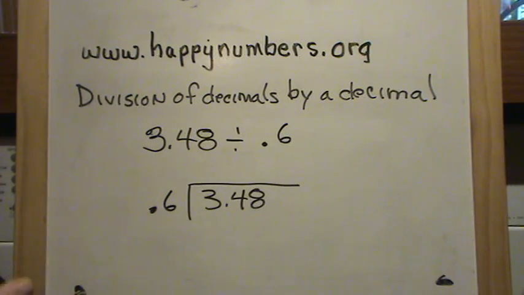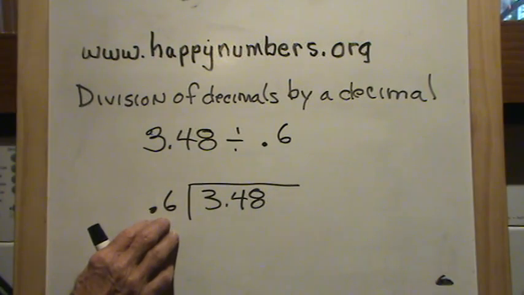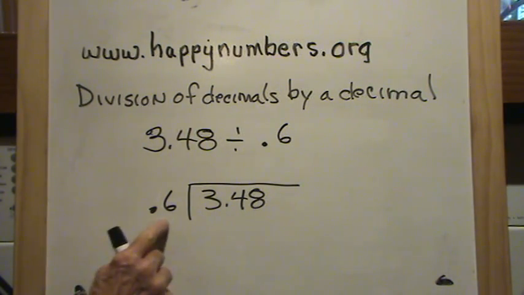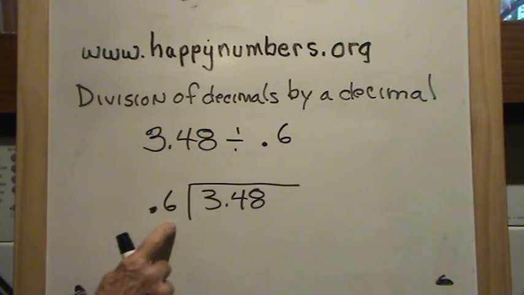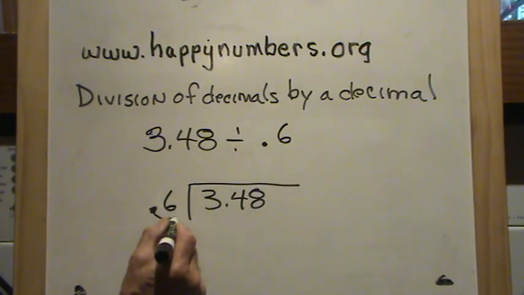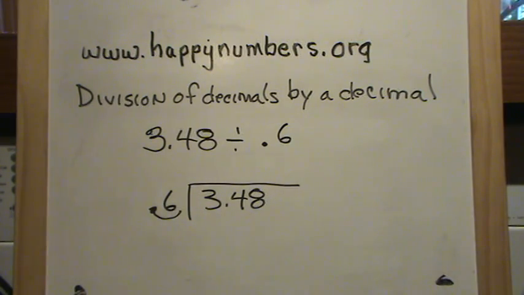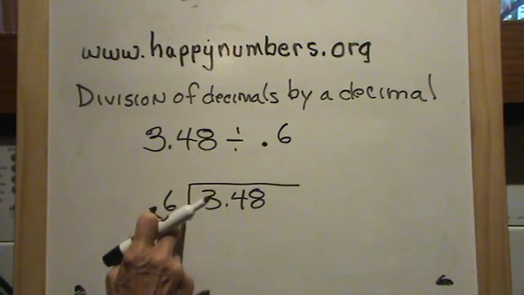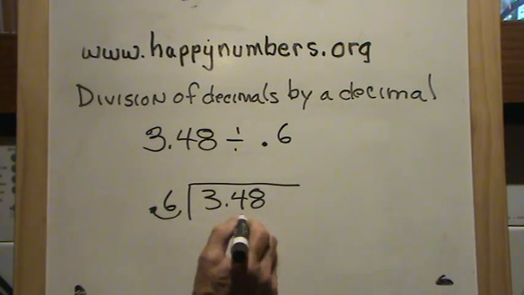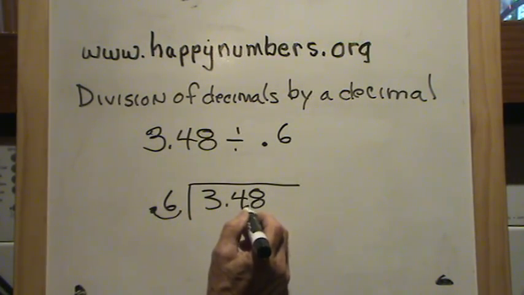Now here's the critical skill. This is the one skill that you have to know. Anytime you're dividing decimals by a decimal, we have to make sure that the divisor, this number is called the divisor, is in the form of a whole number. So to get our divisor in the form of a whole number, we have to move our decimal place one place to here. And if we move it one place, we don't write it. But if we move this one place, then we have to move the decimal one place here.